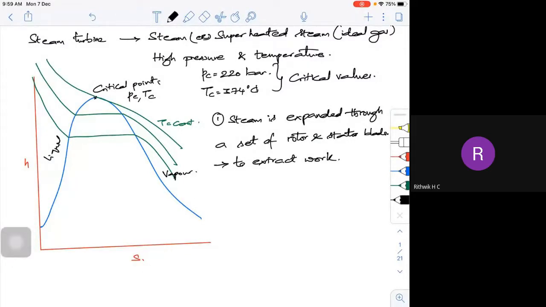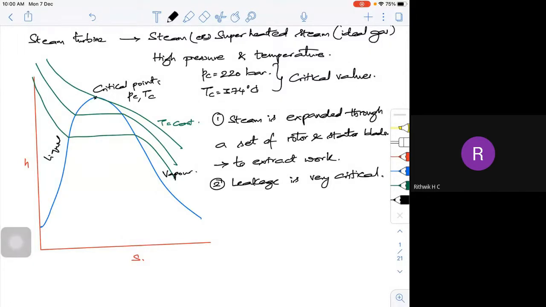Look at this particular thing in your steam turbine: the leakage of the steam is very critical, because, as I told, the steam turbine is operating at higher pressure and temperature. If there is any leakage, even a little bit, there will be a sudden drop in the pressure and the temperature. And that plays a major role in extracting the work.